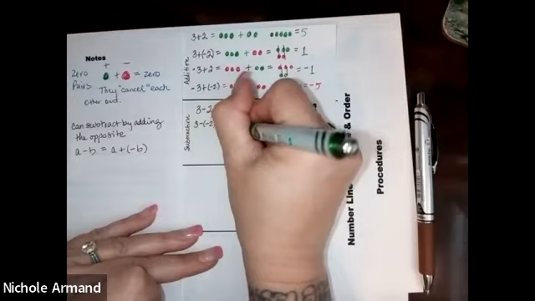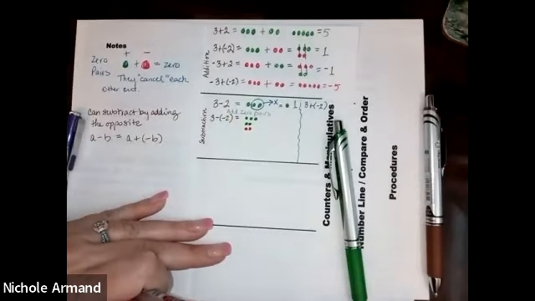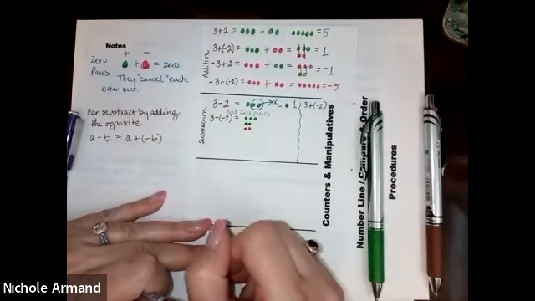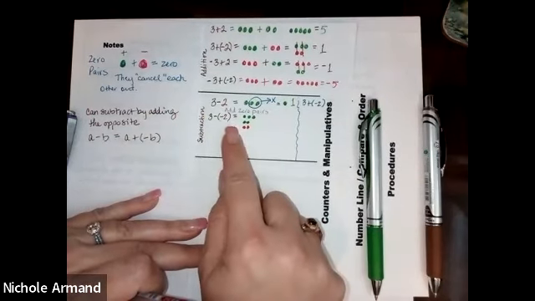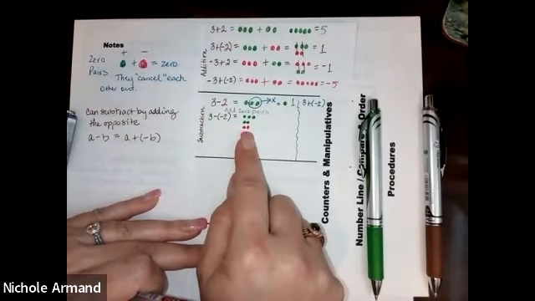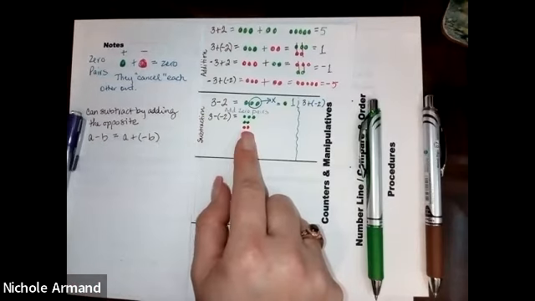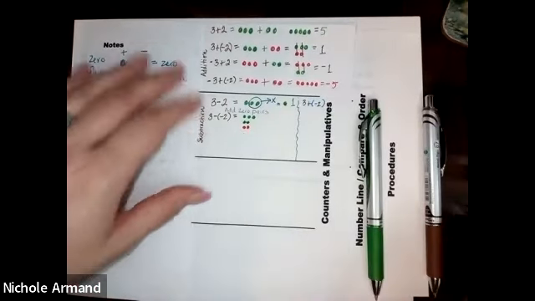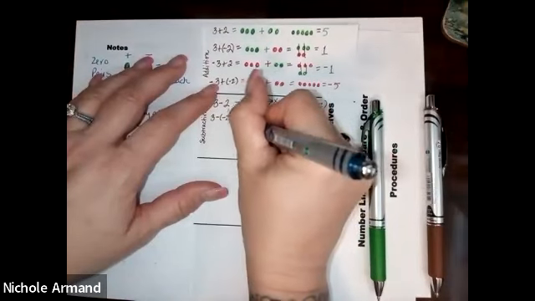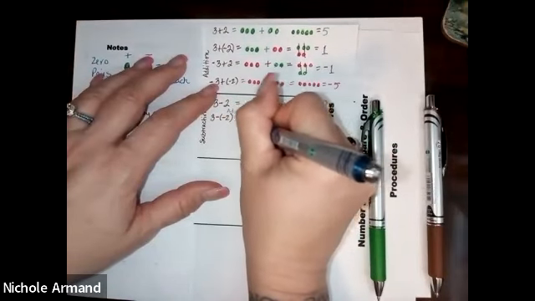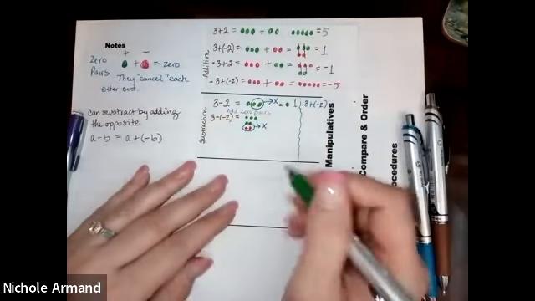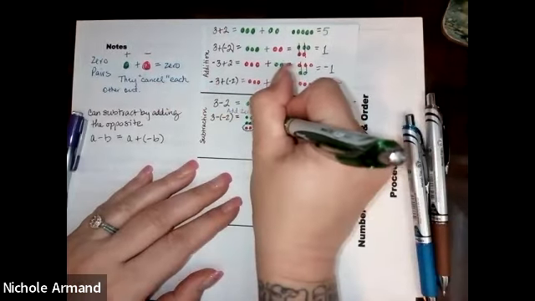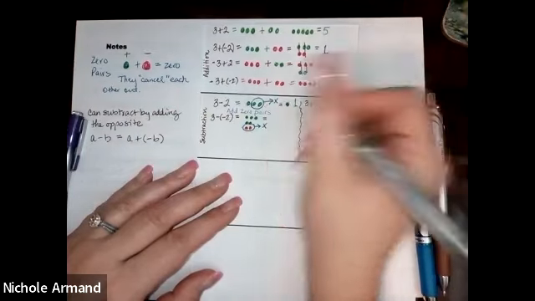So now that I've added this set of zero pairs, I now can remove 2 negative chips. So if I take that out, then I can see that I am left with 5 positive chips.